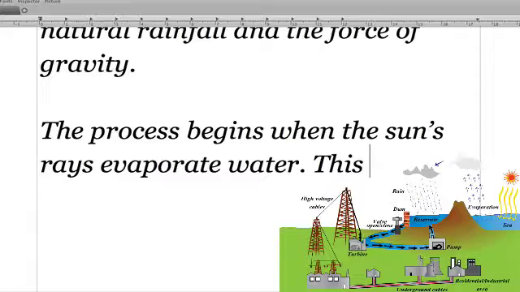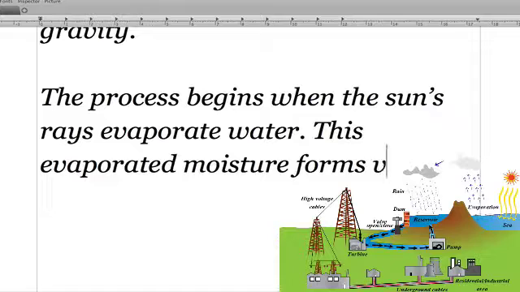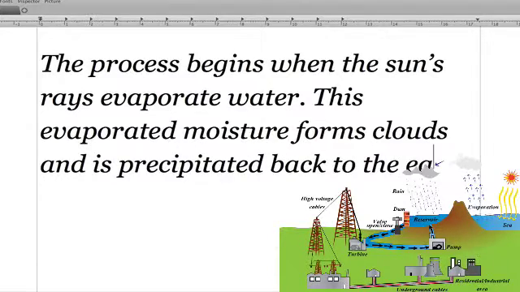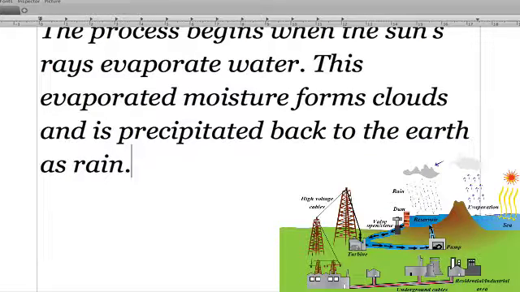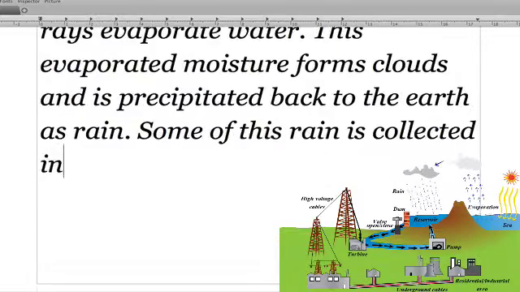So this evaporated, please notice the bit of cohesion I'm sticking in here, so I'm linking my sentences together. This evaporated moisture forms clouds, and is precipitated, we'll say precipitated back to the earth as rain. Okay, and then some of this rain is collected in a reservoir. We'll just stick this together. So in a dammed reservoir.